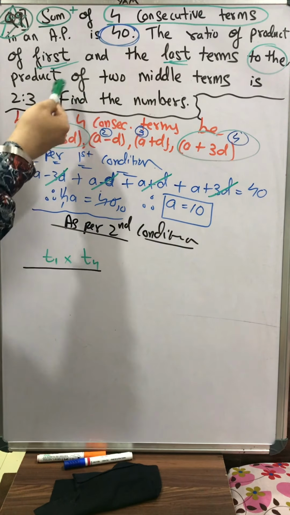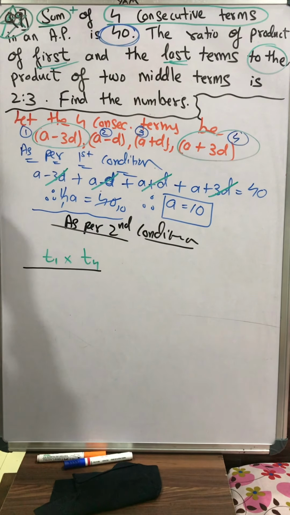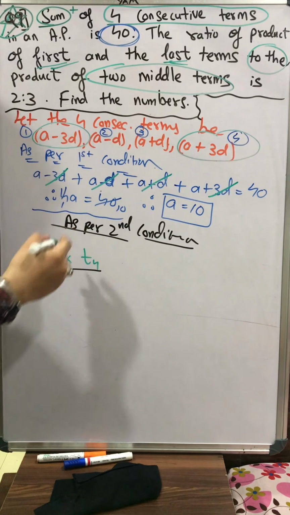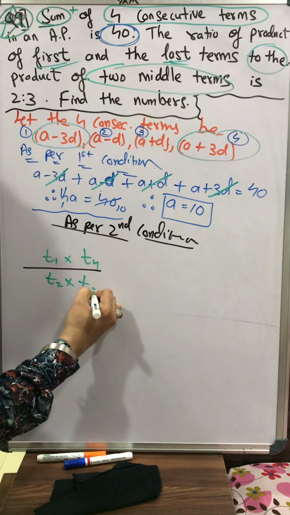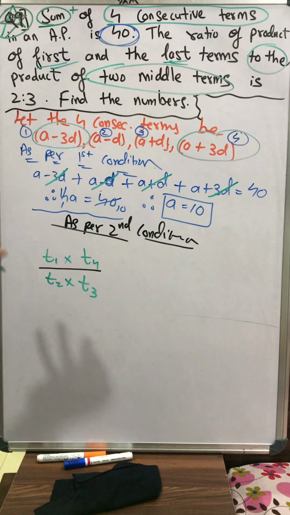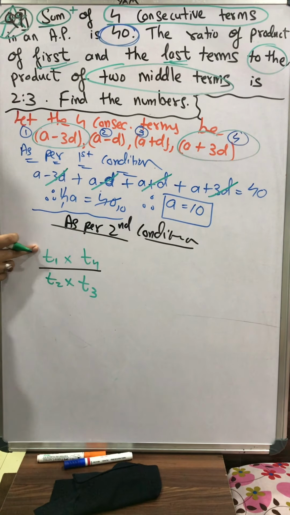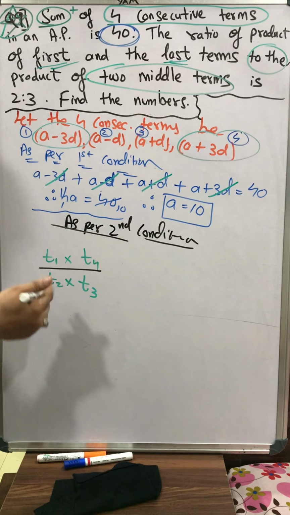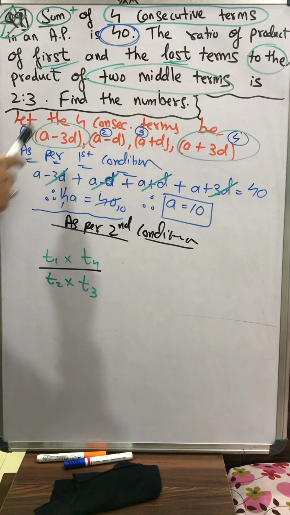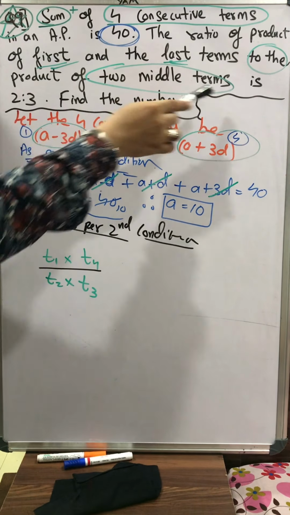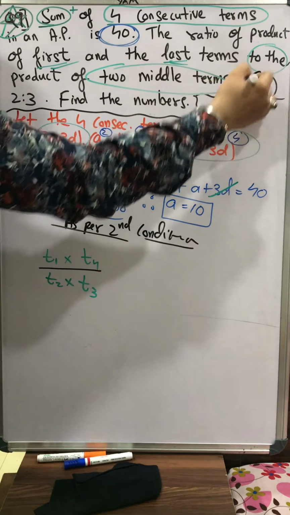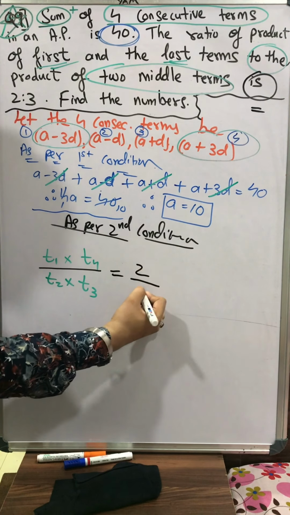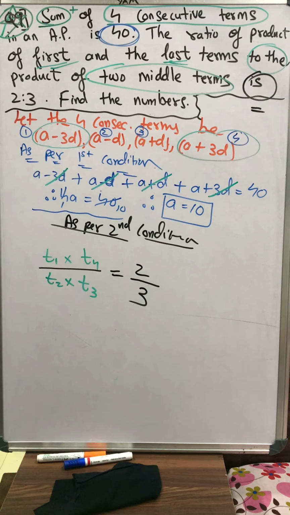Now the second product is given, of 2 middle terms. What are our middle terms? Our middle terms are these 2 terms, second term and third term, so t2 multiplied by t3. So we have a ratio. In the numerator we have the first term and the last term, t1 multiplied by t4, and in the denominator we have the product of the middle 2 terms, t2 multiplied by t3. Here the word 'is' means equal to sign, is equal to 2:3, so 2 upon 3. Hope you understood, students. I have explained each and everything.